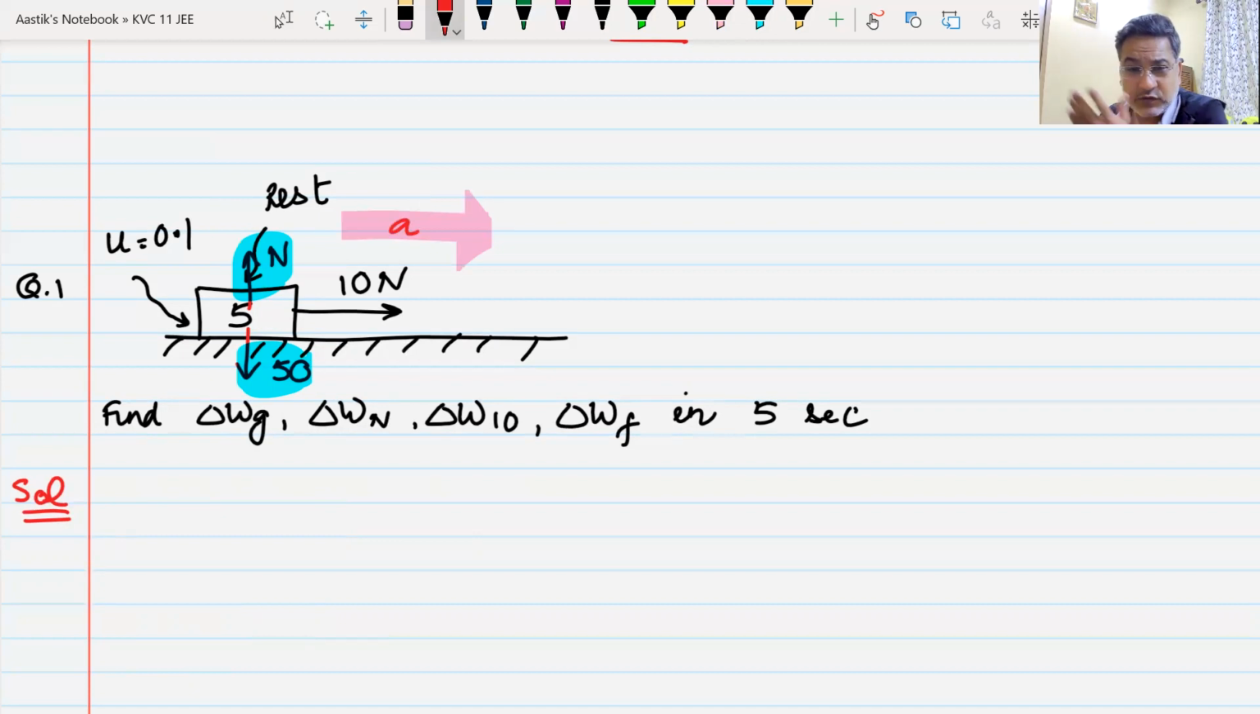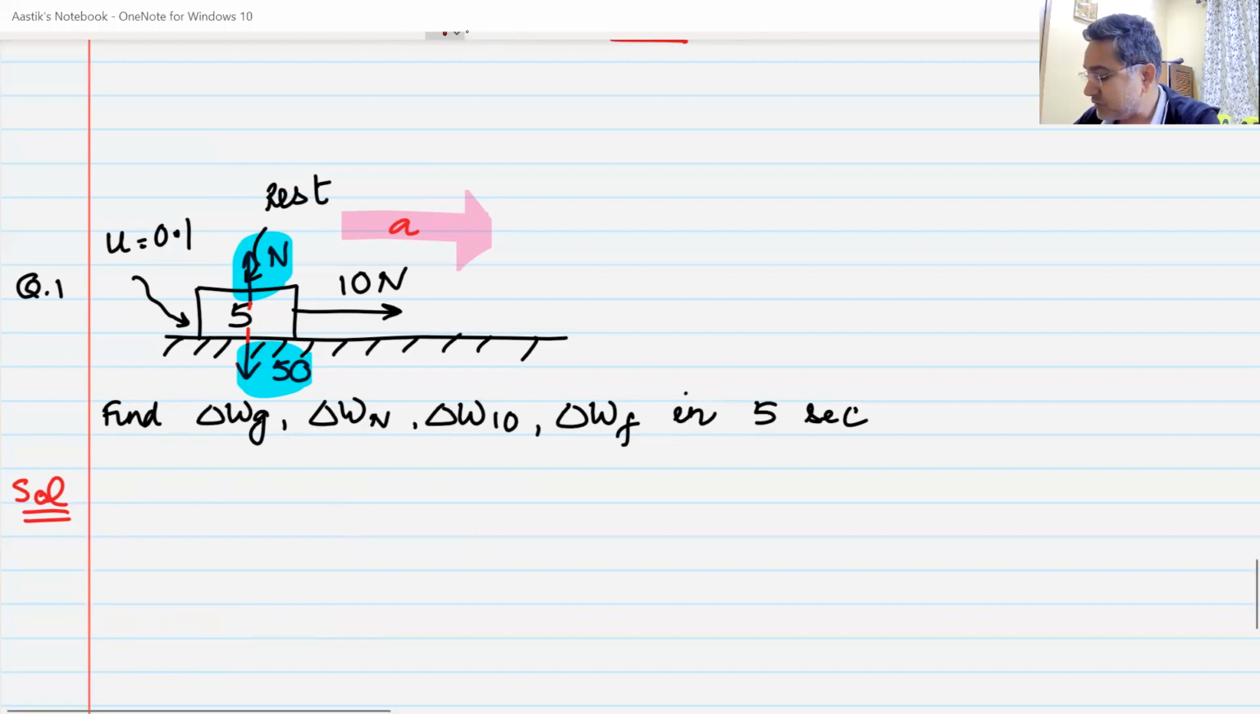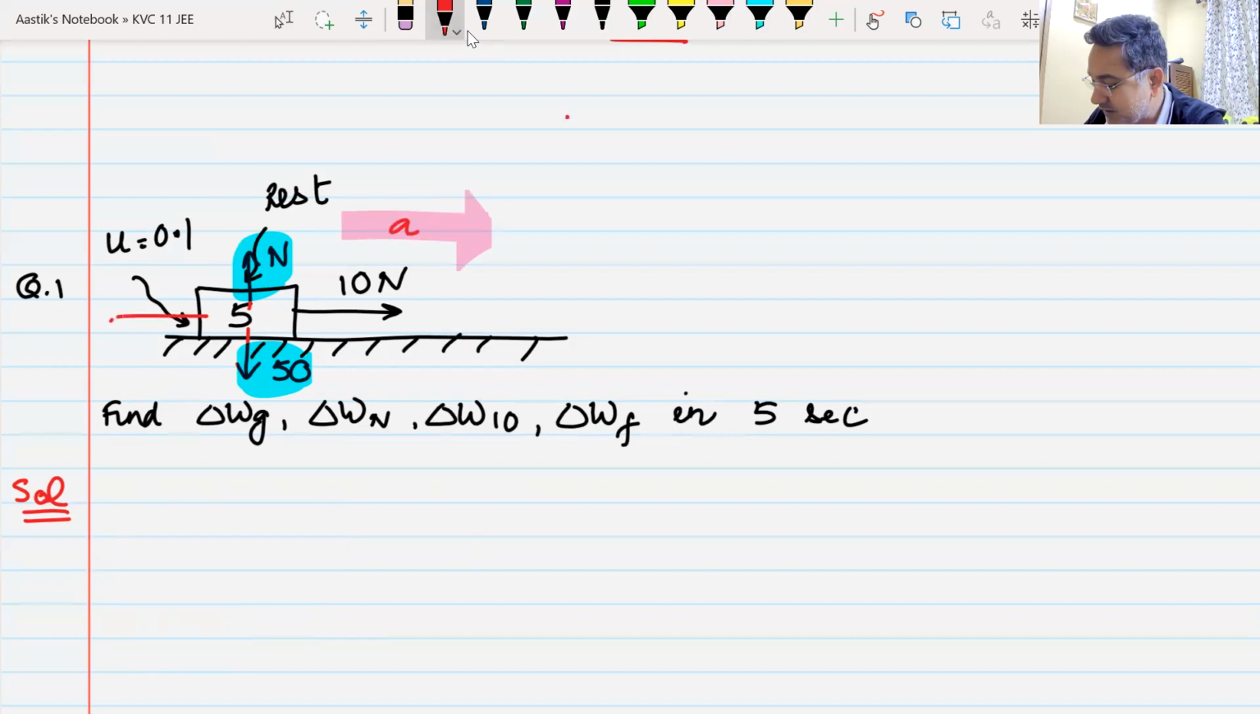Now, if this body is going to accelerate in this direction, there is friction here. Friction is going to oppose it. So frictional force will be acting in the opposite direction. And the value of this friction is kinetic. Do you remember kinetic friction? We have done questions on kinetic friction.